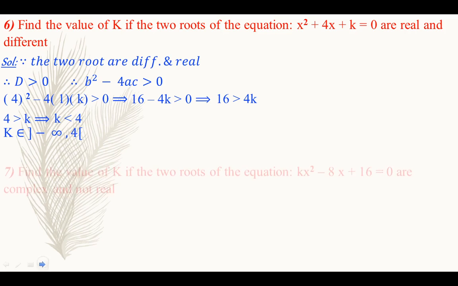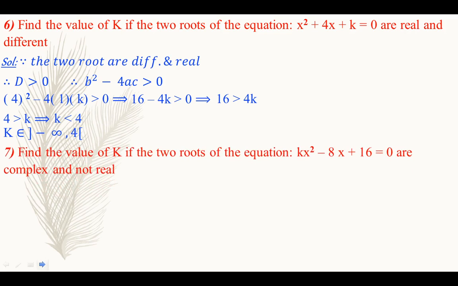Let's take another example. Find the value of k if the two roots of the equation kx power of 2 minus 8x plus 16 equals 0 are complex and not real. Since the roots of the quadratic equation are complex and not real, this means the discriminant is negative. How can we write that the discriminant is a negative number? So the discriminant is a number smaller than 0.